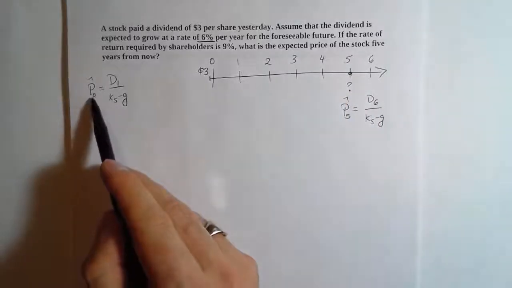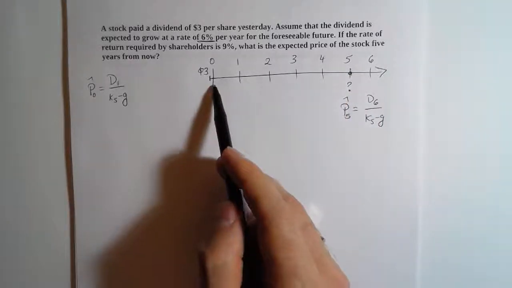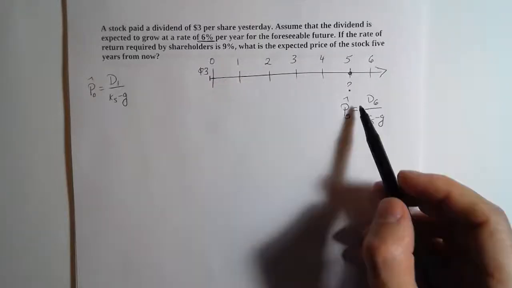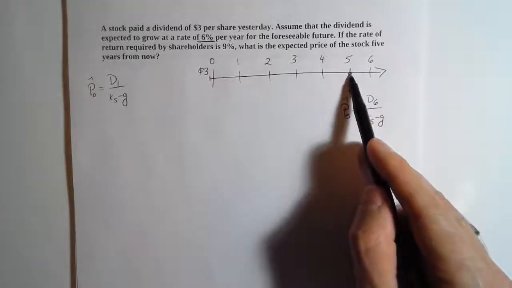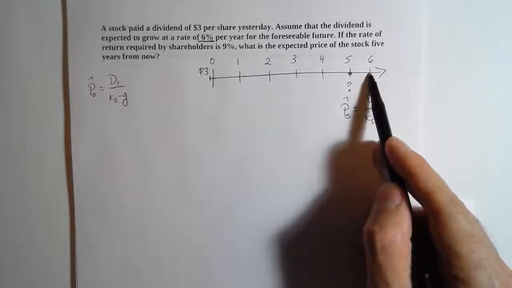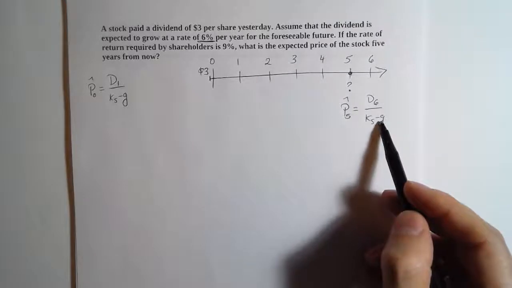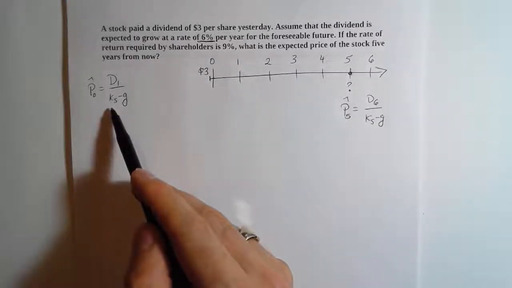Just like over here, if I was finding the value of the stock at time 0, I needed the dividend 1 year into the future for that formula as well. So if I want the value of the stock at the end of year 5, I need the dividend at the end of year 6 for the numerator. Ks minus G is still the same kind of thing that we had before.